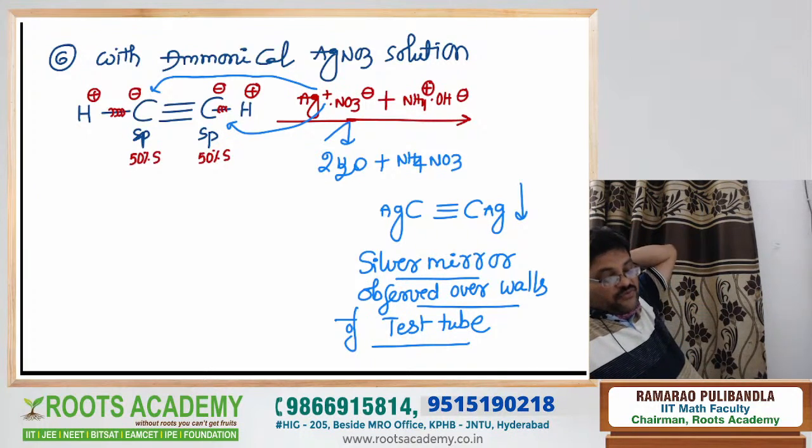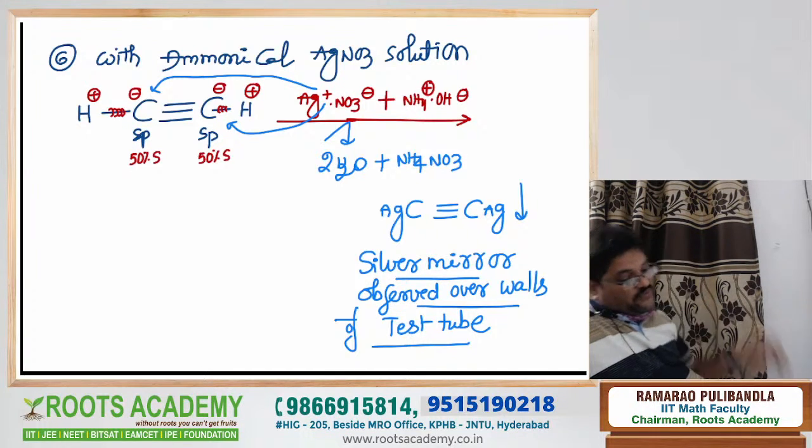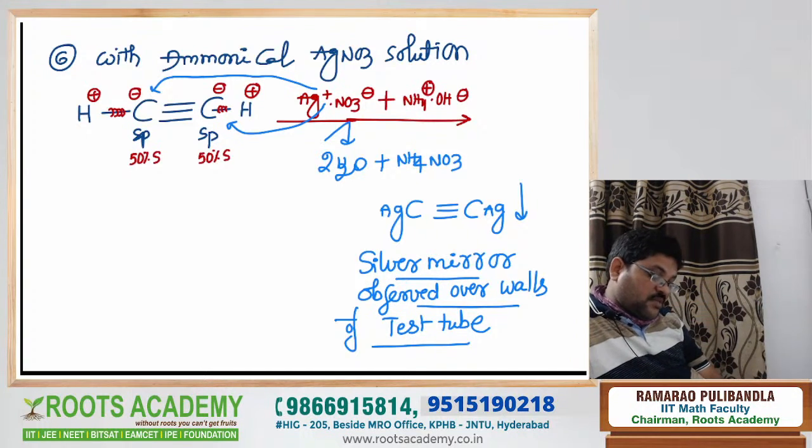Beautiful, no confusion. So the carbon is sp carbon. Because of sp carbon, 50% s character is there. The sigma electrons are moving to the carbon side, C minus H plus. Because of 50% s character, carbon has more electronegativity value. That's why C minus H plus.